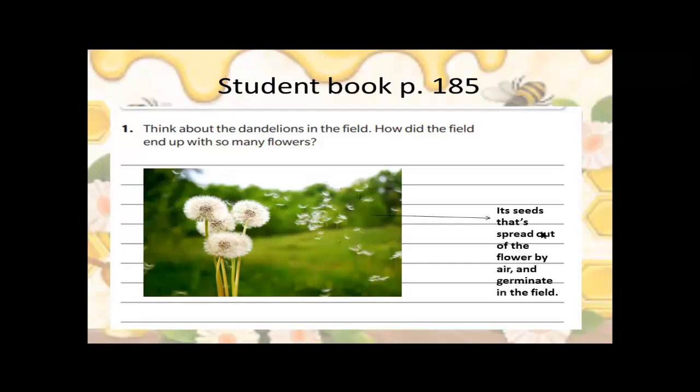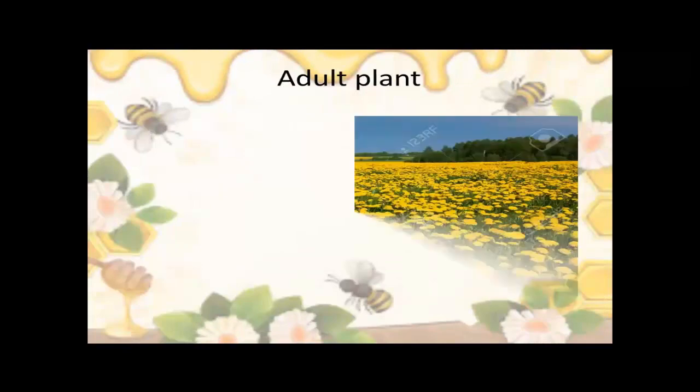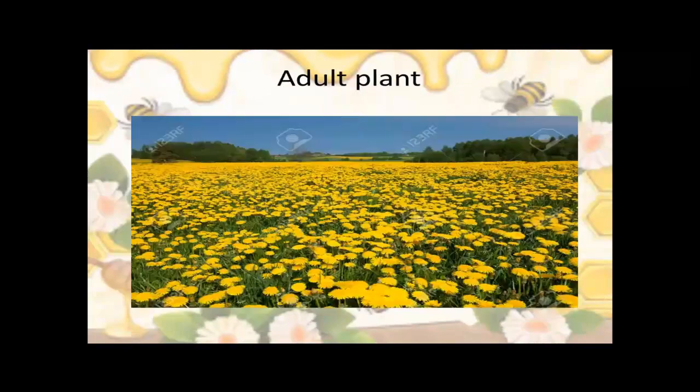So it's the seed that spreads out of the flower by air and germinates in the field, opens up and gives plants. Seed spread and germination is called reproduction, increase in number of the plant. When the flower is able to give seeds and seeds spread all over the field and make more plants, we call this reproduction. And the field ends up with this beautiful scene. Subhanallah.